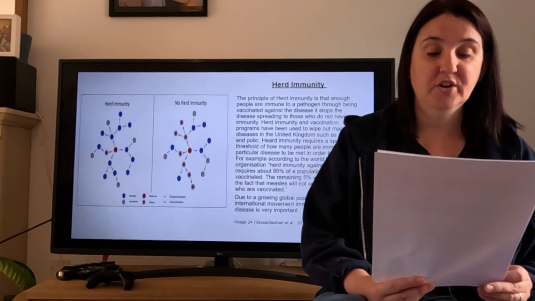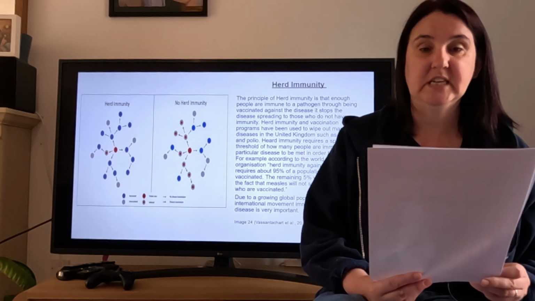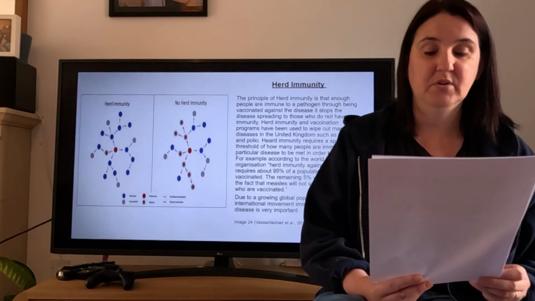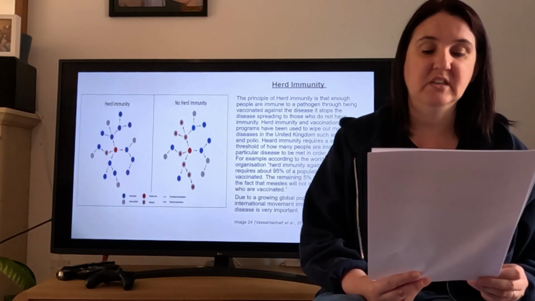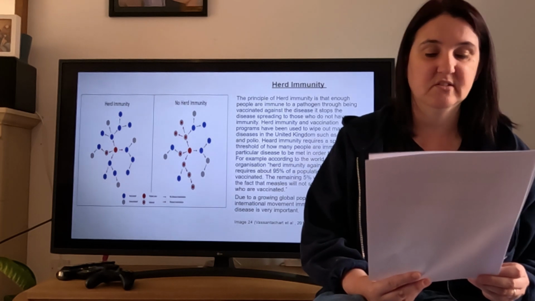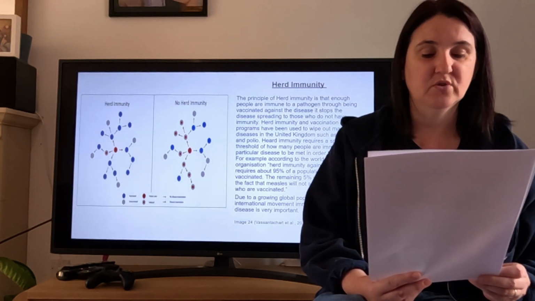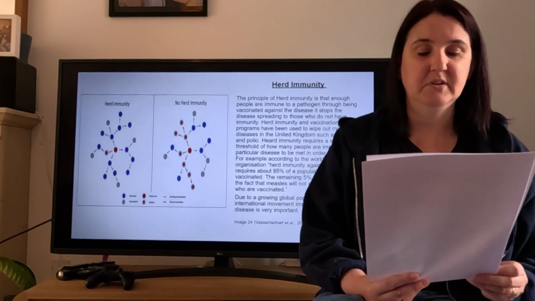The principle of herd immunity is that enough people are immune to a pathogen through being vaccinated against the disease. It stops the disease spreading to those who do not have immunity. Herd immunity and vaccination programs have been used to wipe out many diseases in the United Kingdom, such as smallpox and polio. Herd immunity requires a specific threshold of how many people are immune to a particular disease to be met in order to be created.